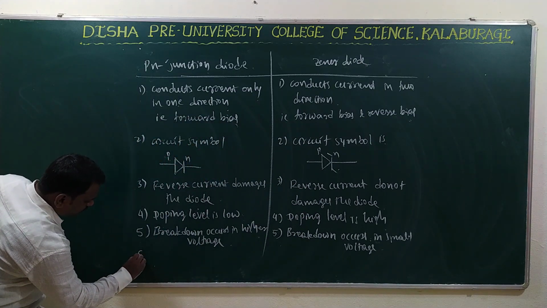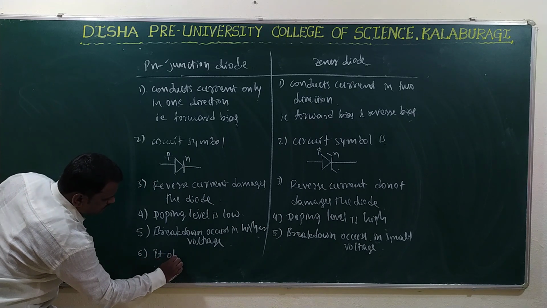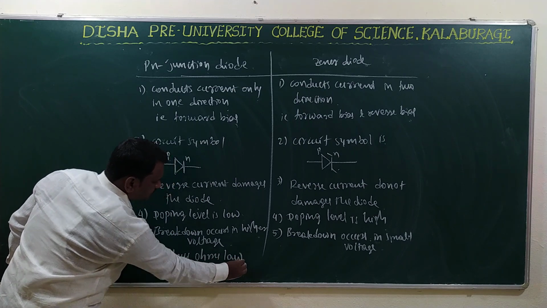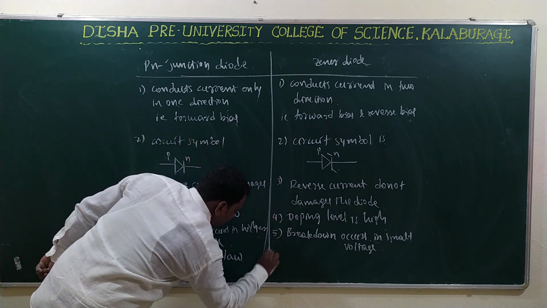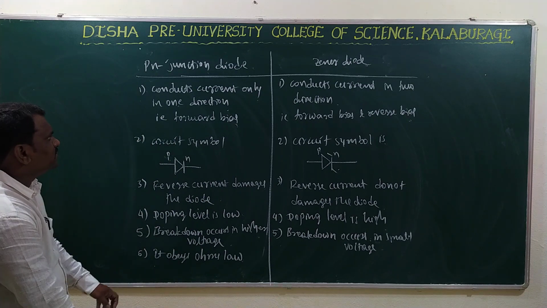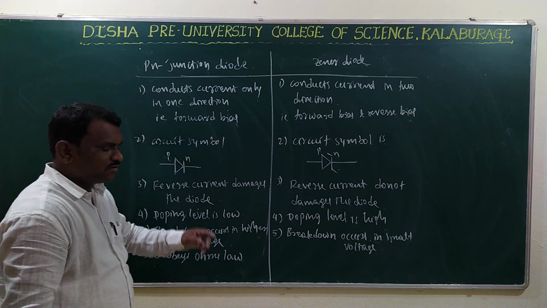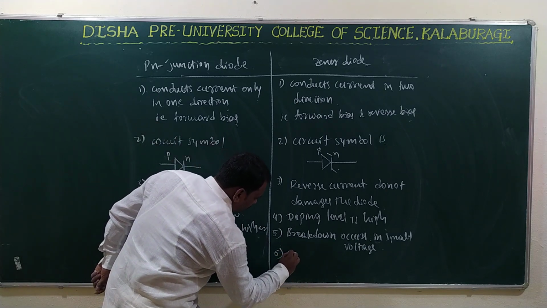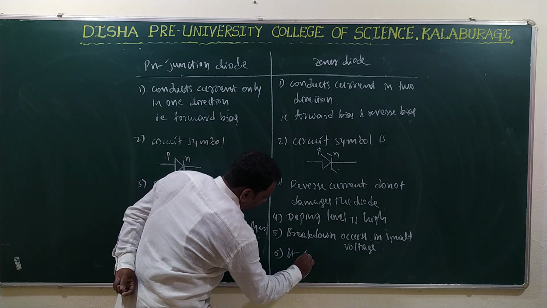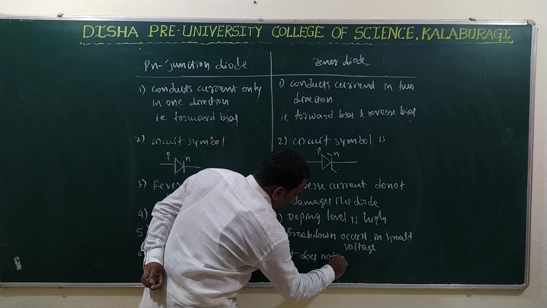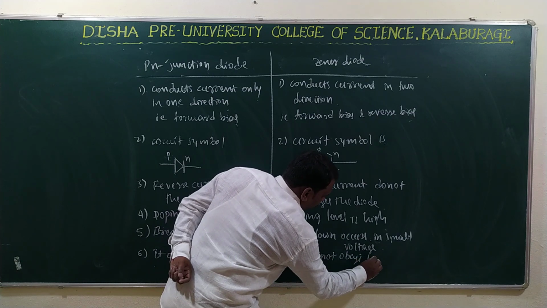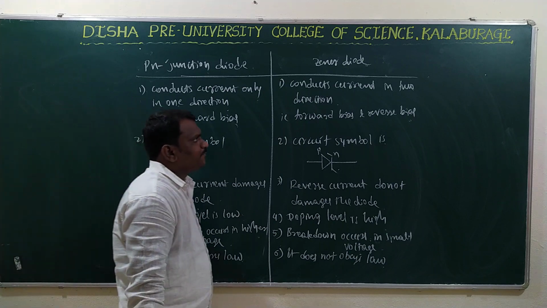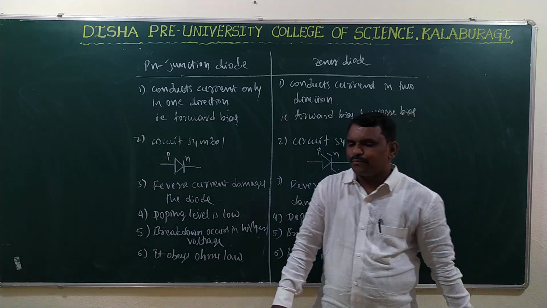Here, the PN junction diode obeys Ohm's law, right? Because the current and voltage form a linear relationship. The line is linear, so it obeys Ohm's law. But the Zener diode does not obey Ohm's law, because voltage and current are not proportional.